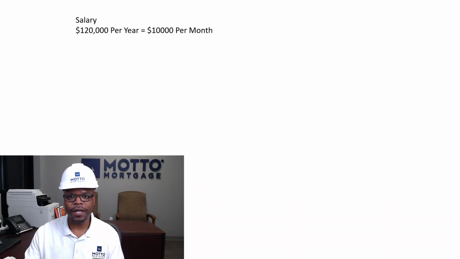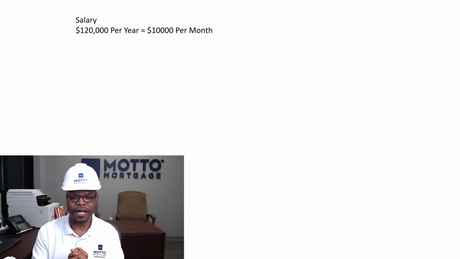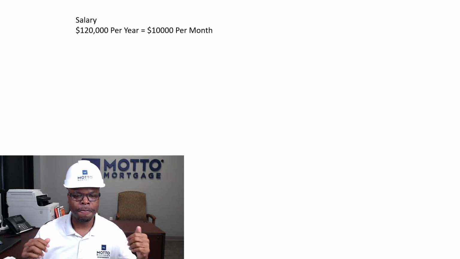Let's say you're making $120,000 a year in income, combined income, or just your income by yourself. And so that breaks down to $10,000 a month. So that's the salary we're going to be working with. So before I go any further, I want to discuss calculating your salary.